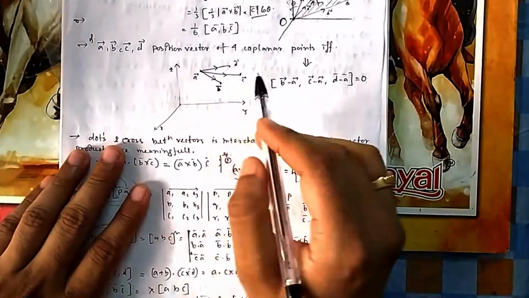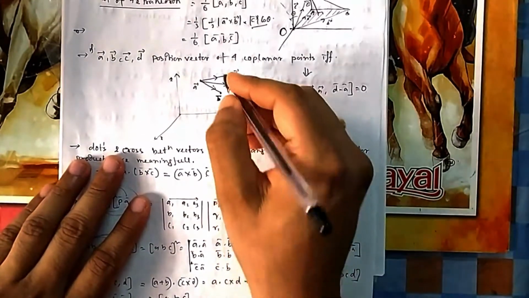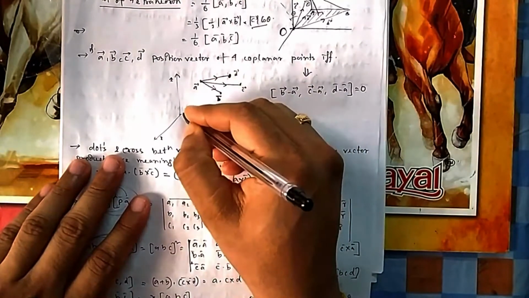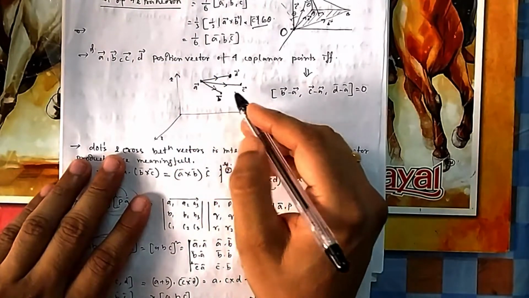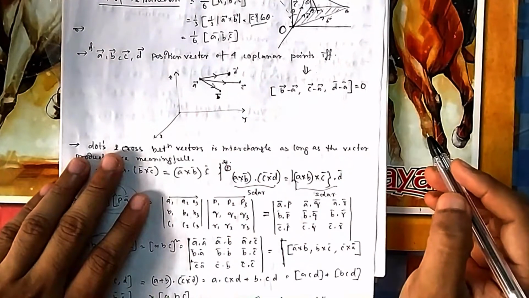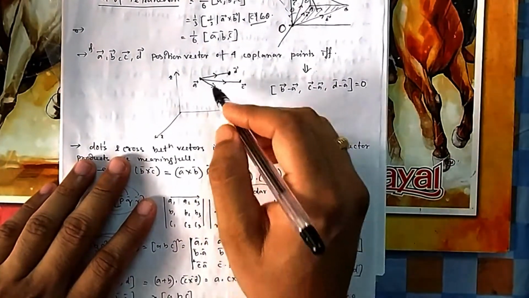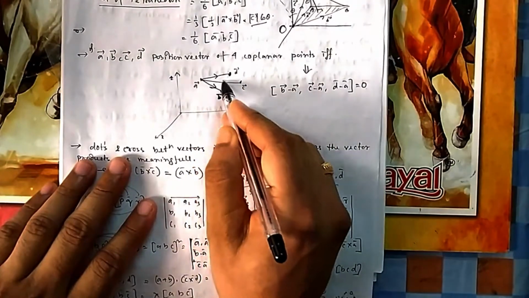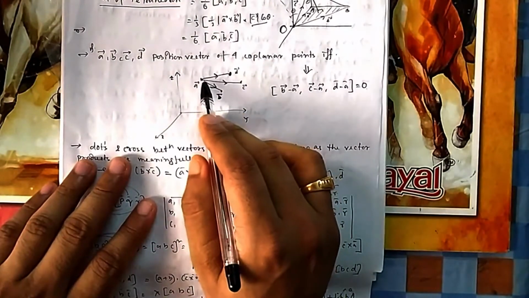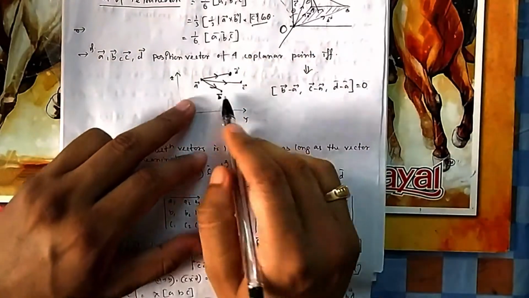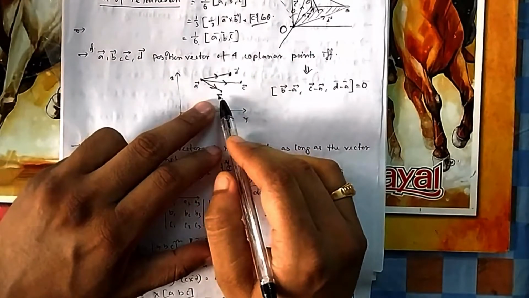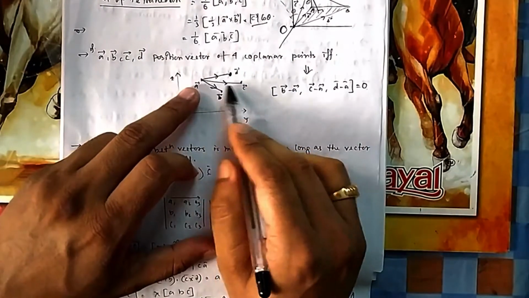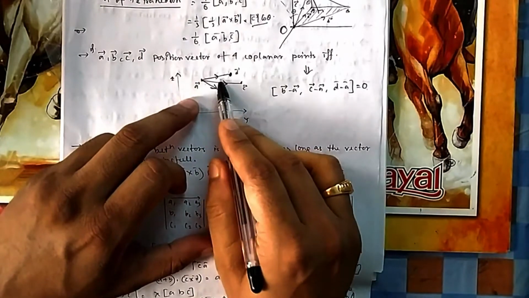Now A, B, C, D are the position vectors of four coplanar points. Point means their position vector is A vector, position vector is B vector, position vector is C vector. So if I told you 4 points are coplanar, they are lying on a plane, so you form these vectors. Joining 2 points, you can form a vector. How will you form it? B minus A, this will be C minus A, this will be D minus A. So 3 vectors are coplanar.